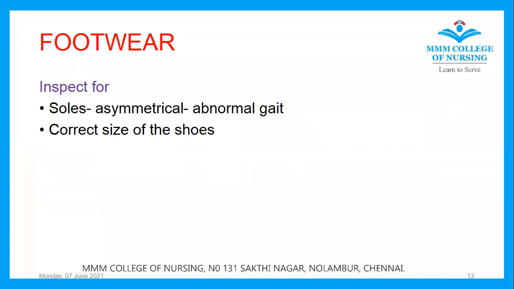Next important one is assessment of the footwear. Assessment of footwear is very essential. We have to see the sole of the footwear, whether it is symmetrical or asymmetrical. Asymmetrical means it denotes abnormal gait; the patient puts weight on one foot for a long time, so the sole of the footwear may be asymmetrical. And we have to check whether the footwear is the correct size, because too tight or too loose shoes will injure the foot. So we have to check for the correct size of the shoe.